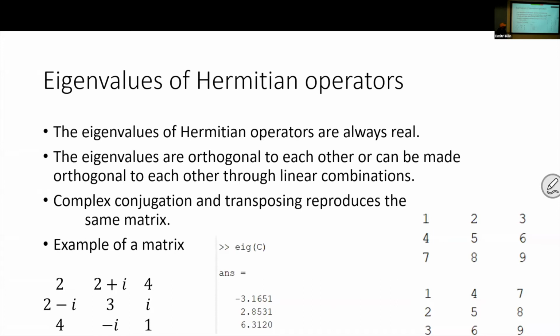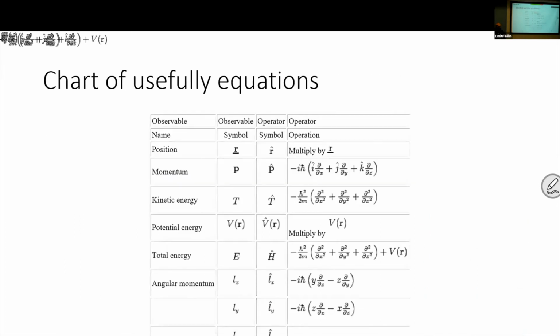Then on the right side of the screen, I just put in a matrix into MATLAB and had it transpose it. So the bottom one is the transpose matrix of the top matrix. So here are some useful equations. And you can see it takes an observable and replaces it with an operator and then puts it into equations like momentum, kinetic energy, potential energy, total energy, and angular momentum.